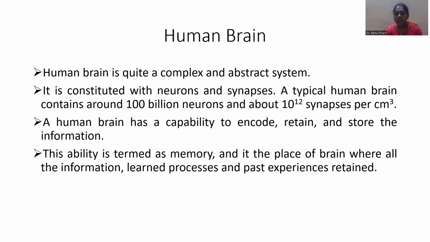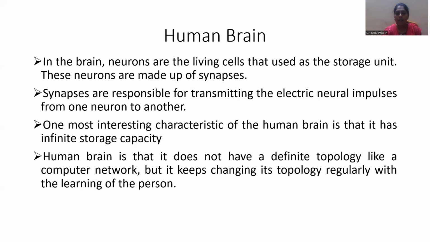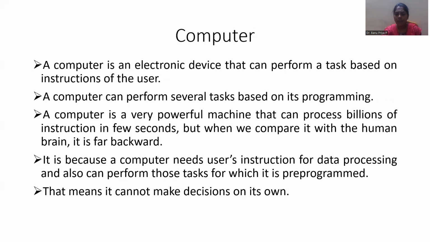The ability is termed as memory in the brain, via the past experiences that are retained and via the learning process and the new information or recognitions. The human brain is made up of several synapses, as already told. One important thing is it has infinite storage capacity and a different topology that is regularly maintained.